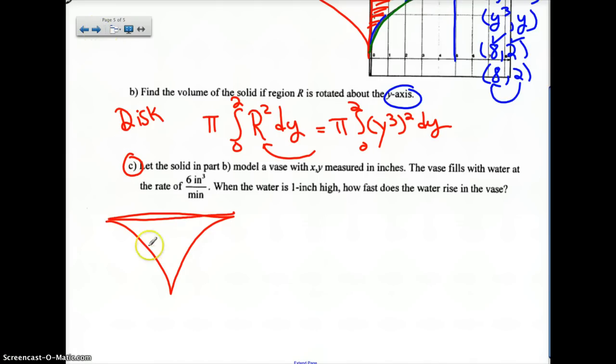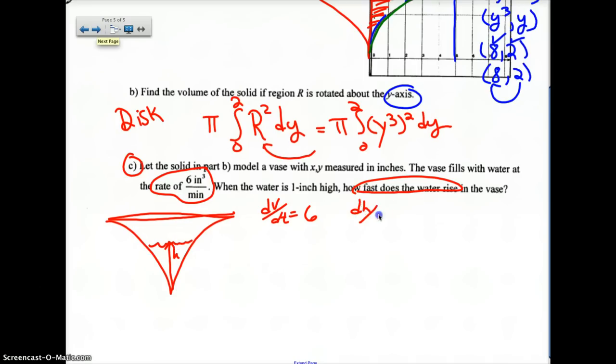The vase fills with water, so I'm going to put a little water in there, and it's filling at a rate. That gives you the derivative of the volume, so dV/dt equals 6. When the water level is 1 inch, how fast does the water level rise? So let's put a little h on here for the height of the water level, and you're looking for dh/dt when the height is equal to 1.